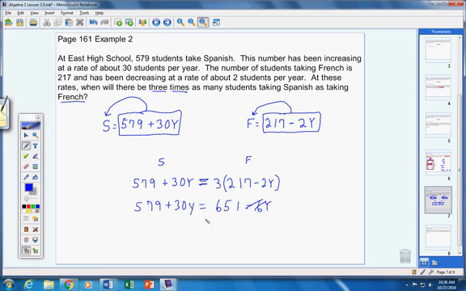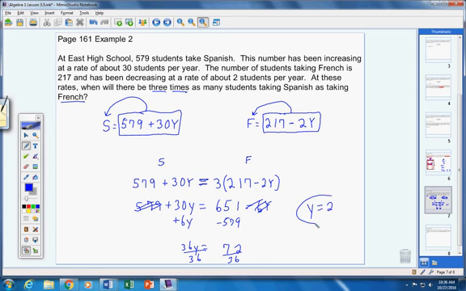Take your negative 6y and bring it over. Bring your 579 over and make it negative. Over here, 30 and 6 is 36. 651 minus 579 would be 72. So I get 36y equals 72. Divide both sides by 36. And look at that, y equals 2.